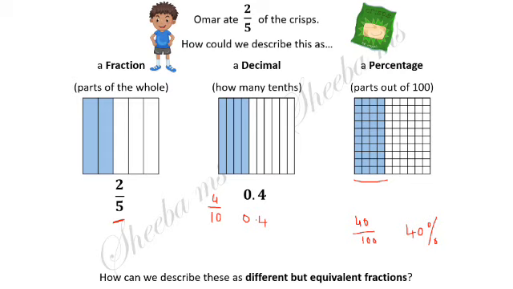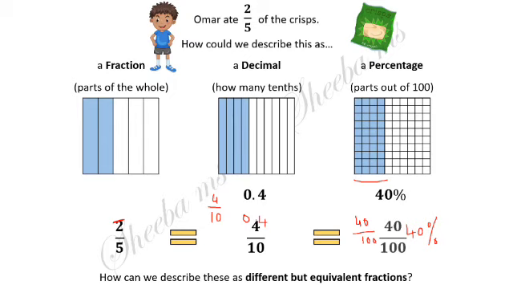40 percent of the crisps Omar ate, or 0.4 of the crisps Omar ate, or 2 by 5 of the crisps Omar ate. So we can show it in these three different ways. 2 by 5 is equal to 4 by 10, that is 0.4. That is equal to 40 by 100, so 40 percent.